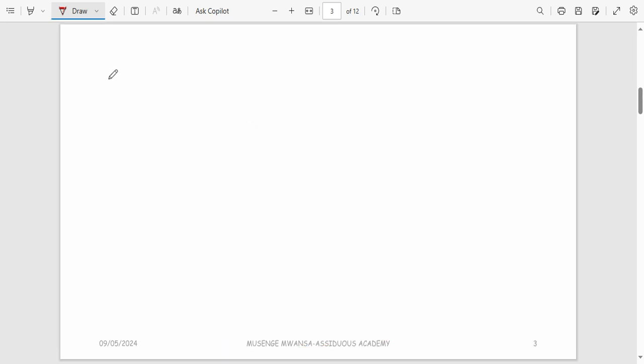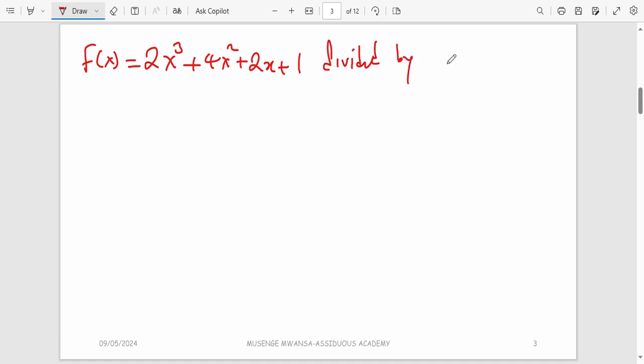Let's do another question. Let's say we have got a function f of x which is equal to 2x to the power 3 plus 4x squared plus 2x and then plus 1. And say it is divided by x plus 3. Let me use some simple numbers because I'm not working with a calculator.